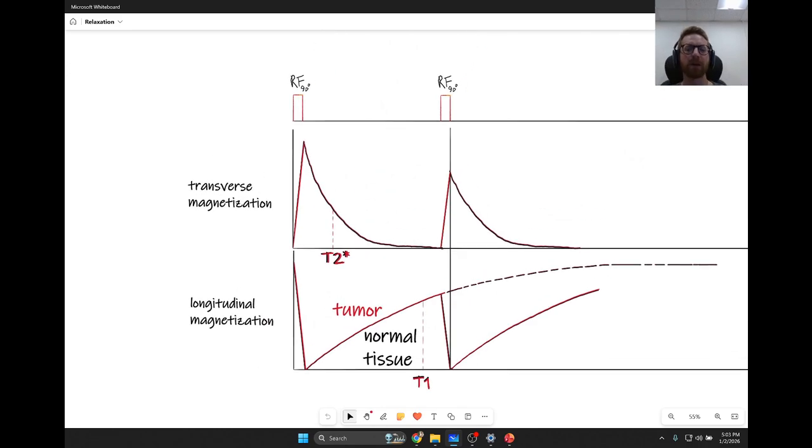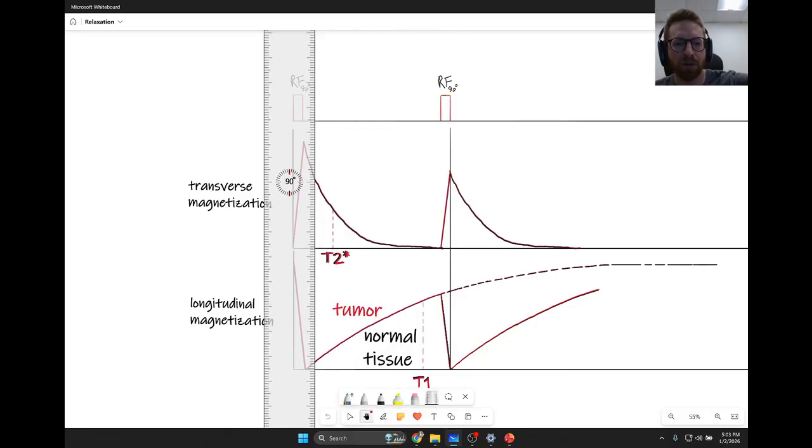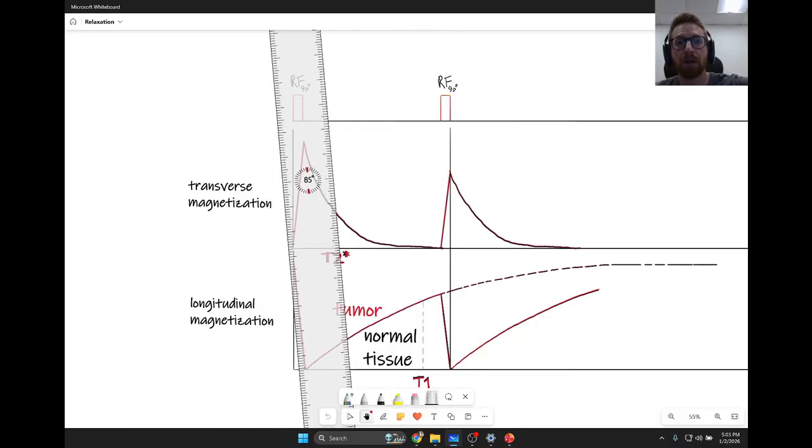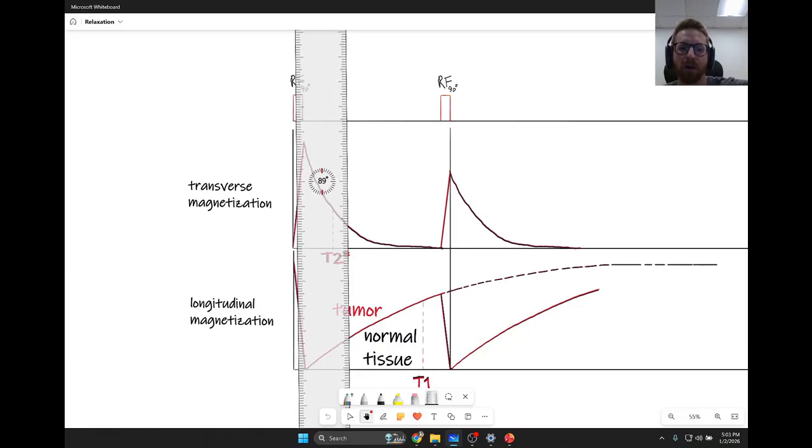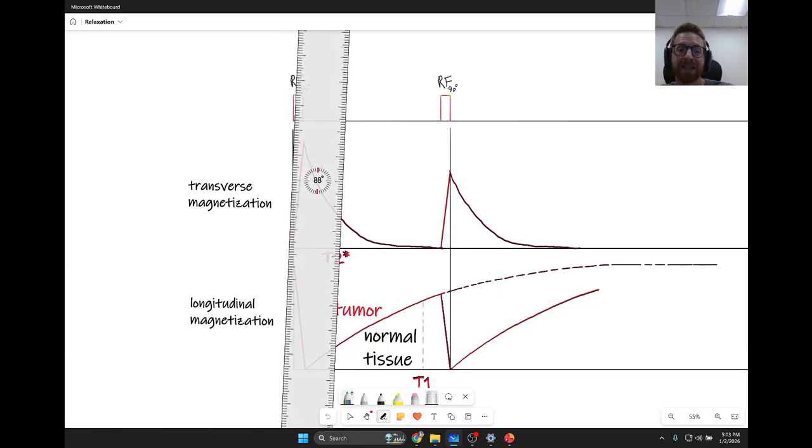So, okay, let's say we have two tissues, a tumor and normal tissue. They have the same T2 star properties. They have the same T1 properties. So if we're trying to tell them apart, it's not going to work to do that trick of making the echo time, the time when we sample the signal, long, right? Because the T2 star is the same. It doesn't matter if we wait a longer time. Those T2 star curves are not going to separate. So we can't tell them apart.